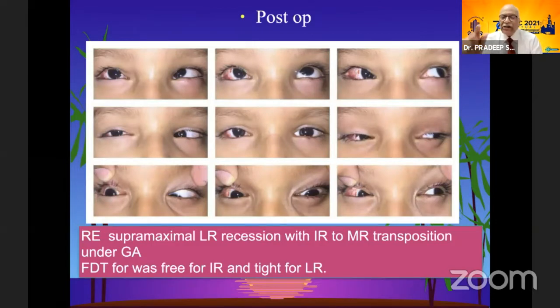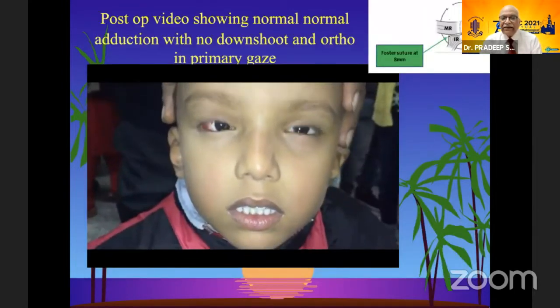Now, what you have found here is that there was an innervation coming to the inferior rectus instead of adduction. So the inferior rectus actually should be working like a medial rectus. And once we identify this, we transpose the inferior rectus to the medial rectus side. And you can see that the downshoot gets corrected as well as the adduction improves.